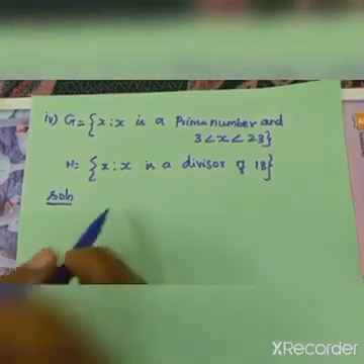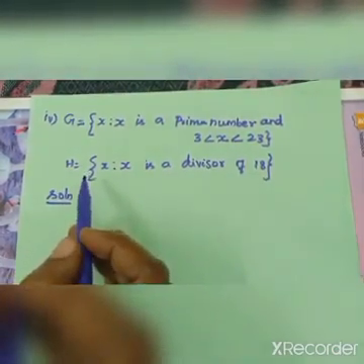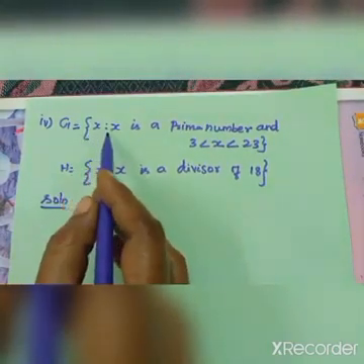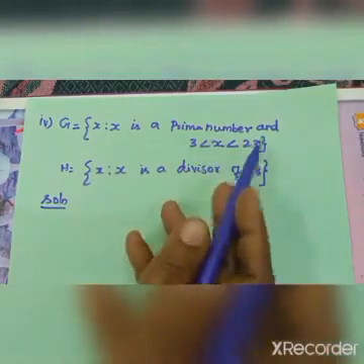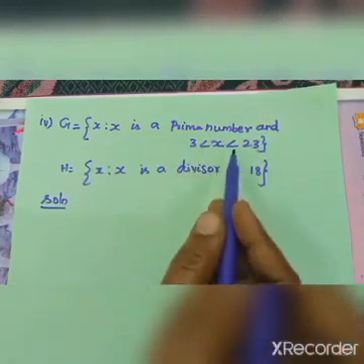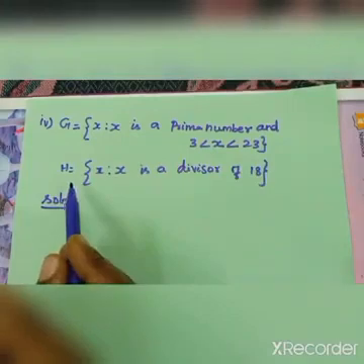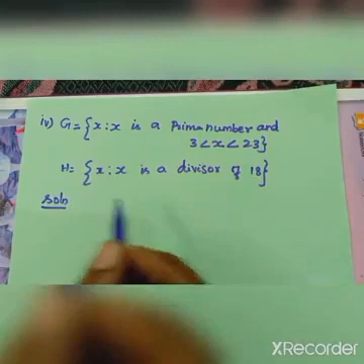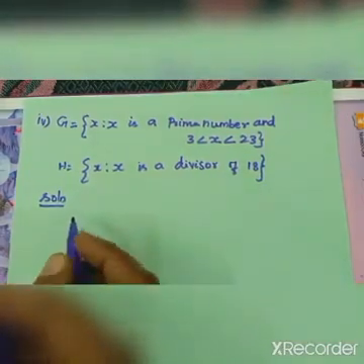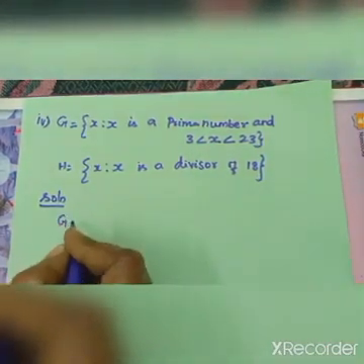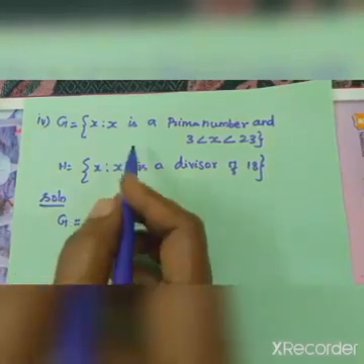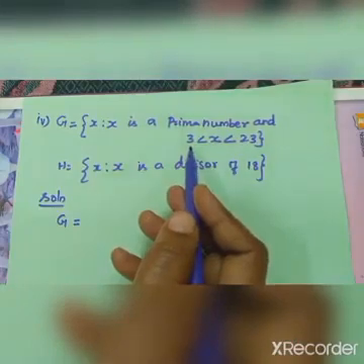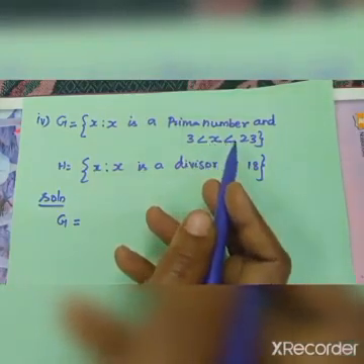Next, let's do the fourth subdivision. Okay, second and third are the homework for you. Fourth subdivision: G is equal to {x such that x is a prime number and 3 < x < 23}. H is equal to {x such that x is a divisor of 18}. Okay, let's do the solution. Listen carefully. So G is equal to, what is G? x is a prime number and 3 is less than x less than 23.